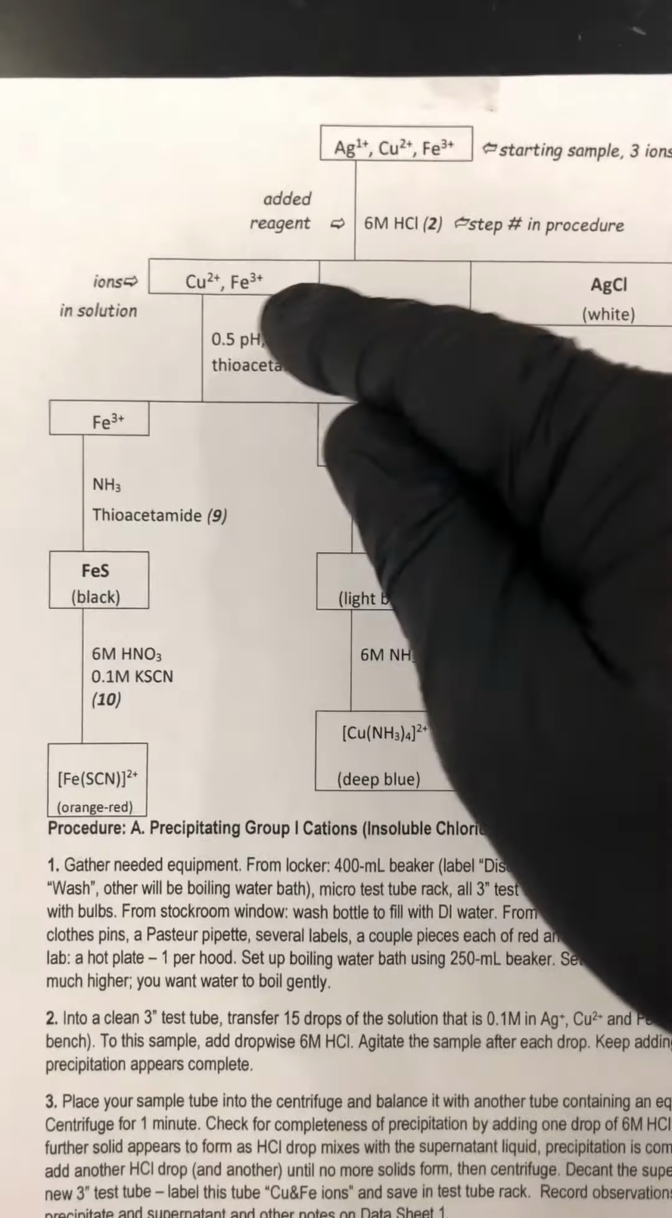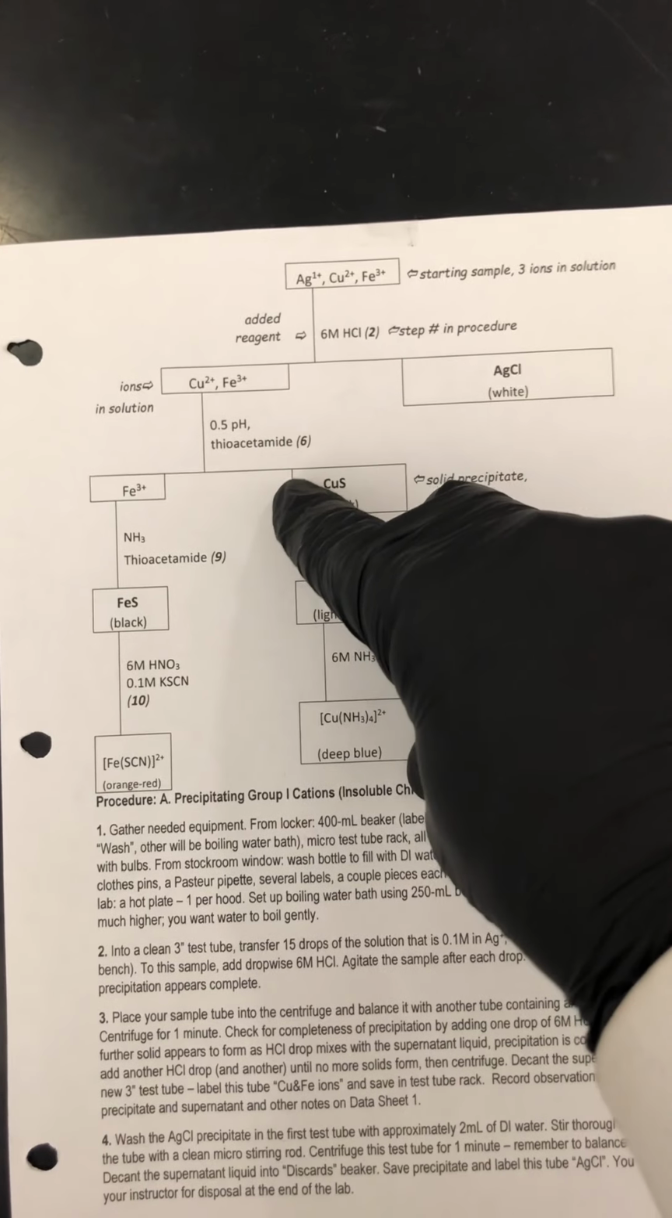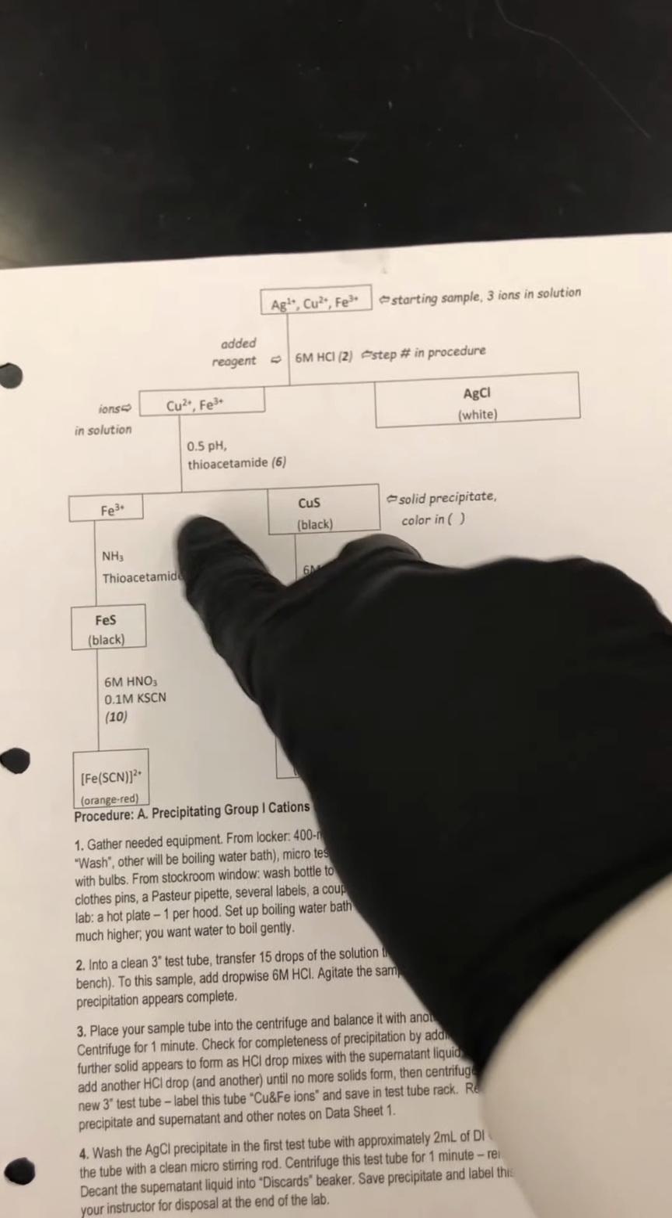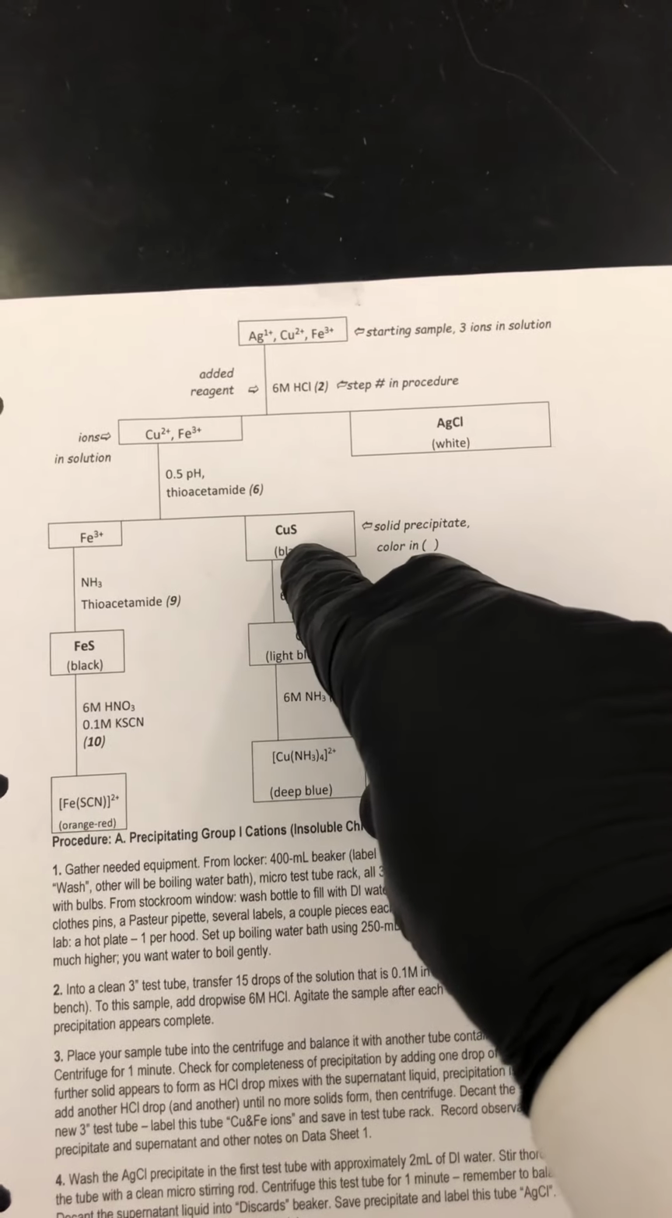So again, for the Chem 1B students, notice that we just added the thioacetamide to separate the iron 3 ions from the copper 2 sulfide precipitate. In our next step, we're going to analyze that to confirm for the presence of copper 2 ions. And later on, we're going to confirm for the presence of the iron 3 ions.